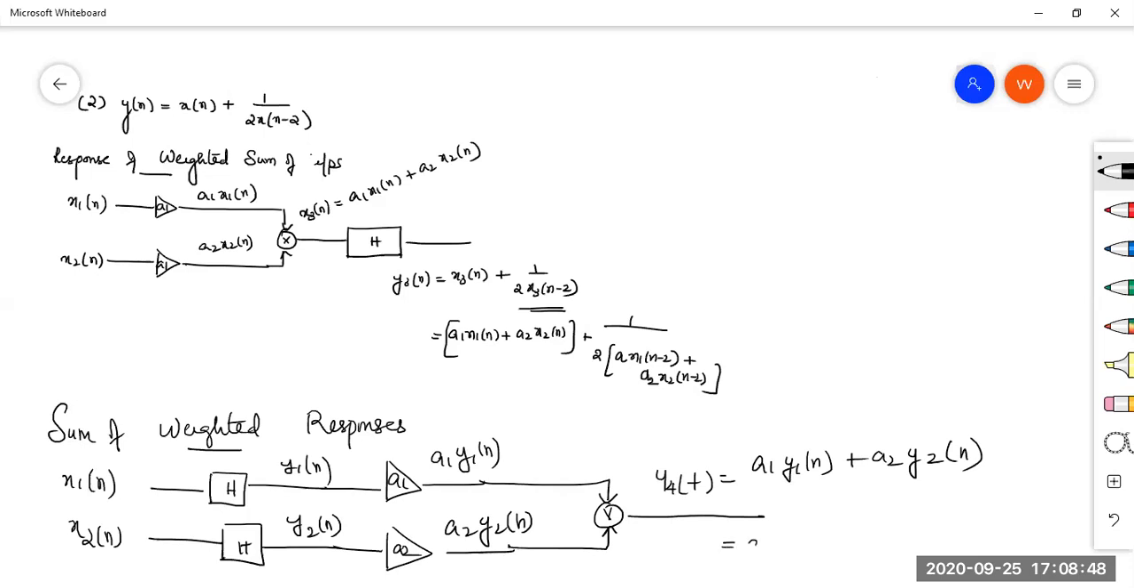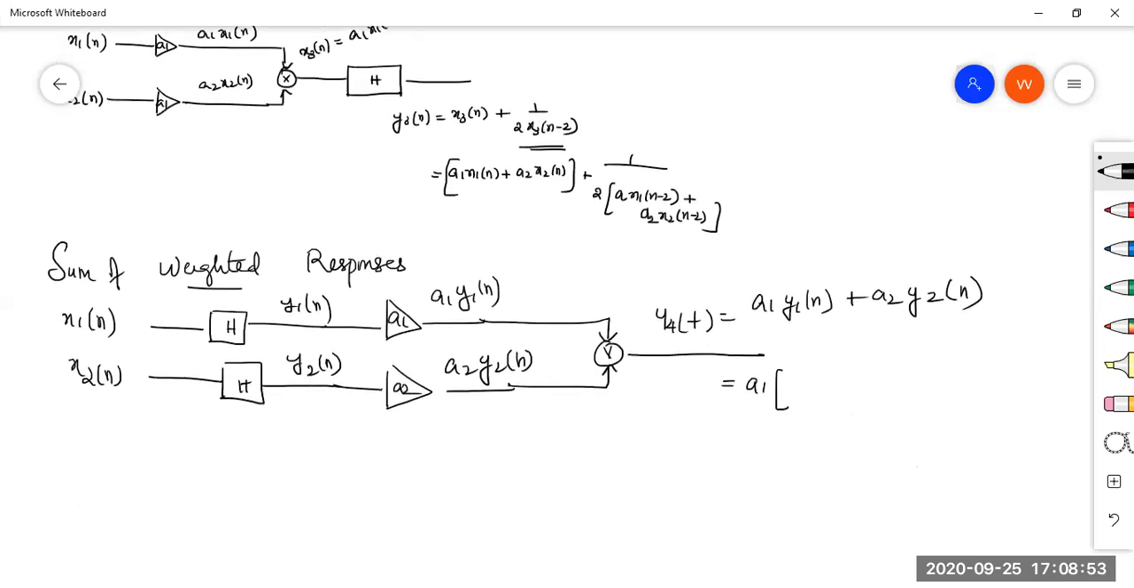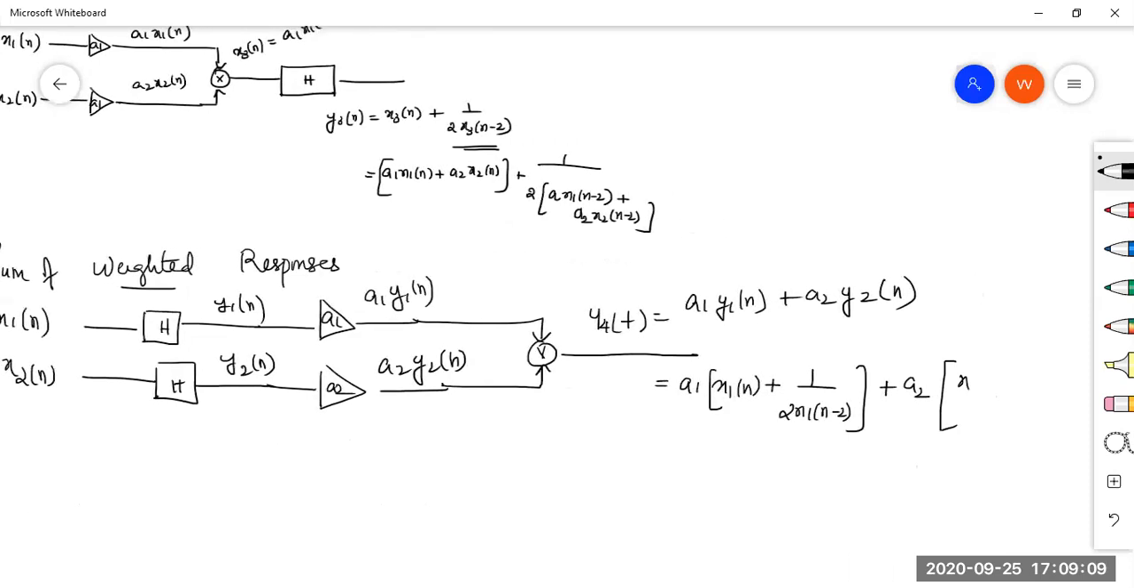So it will be equal to a1 times y1 of n, which is now x1 of n plus 1 divided by 2 x1 of n minus 2, plus a2 into x2 of n plus 1 divided by 2 x2 of n minus 2. Okay. Now we have to compare these two.